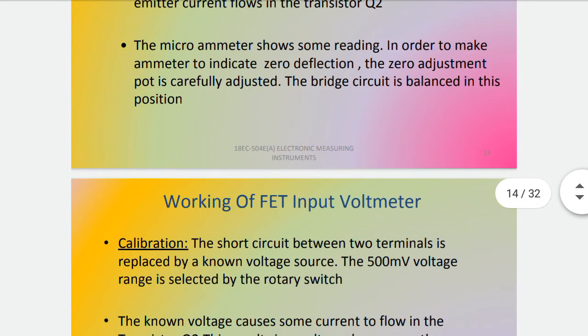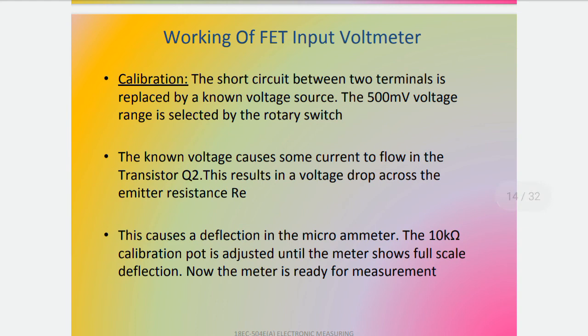Now coming to the calibration, the short circuit between the two terminals is replaced by a known voltage source. The 500 millivolt range is selected by the rotary switch. The known voltage causes some current to flow in the transistor Q2. This results in a voltage drop across the emitter resistance Re. This causes a deflection in the microammeter. The 10 kilo ohm calibration potentiometer is adjusted until the meter shows full scale deflection. Now the meter is ready for measurement.